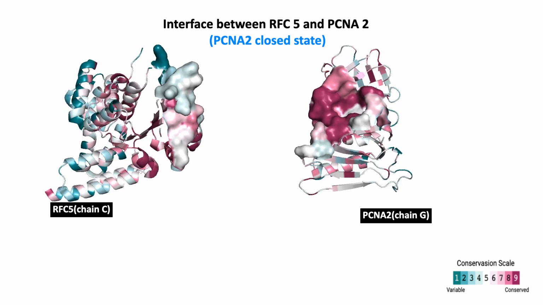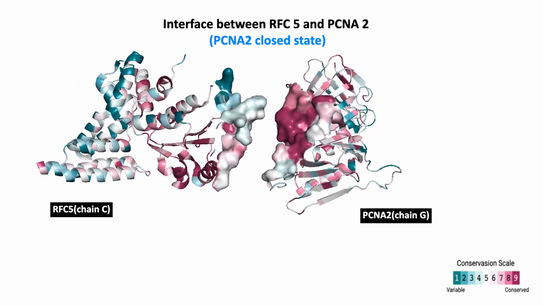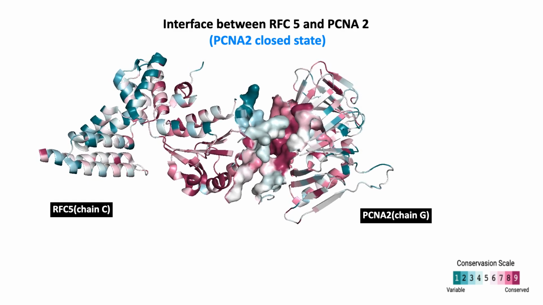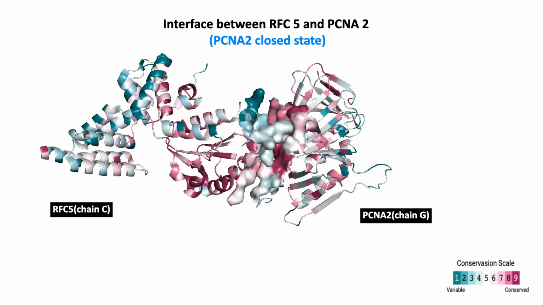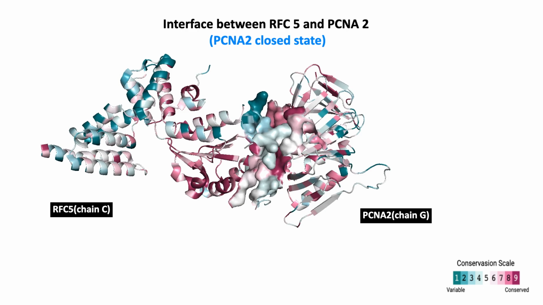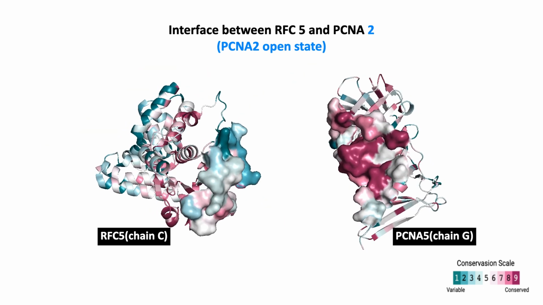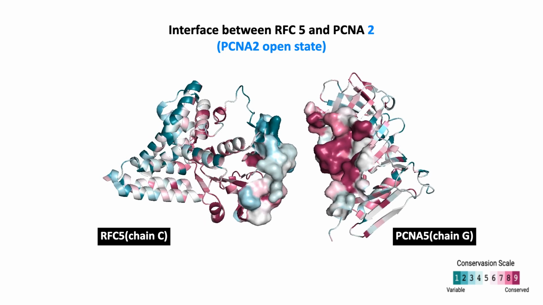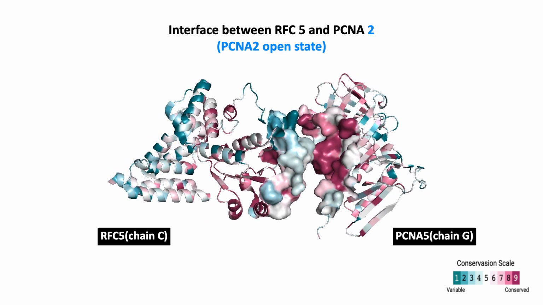Conservation grades reveal a clear asymmetry at the interface. Interface residues on PCNA2 show consistently higher conservation than those on RFC5. In contrast, RFC5 interface residues display greater sequence variability, while retaining similar physicochemical properties across substitutions.